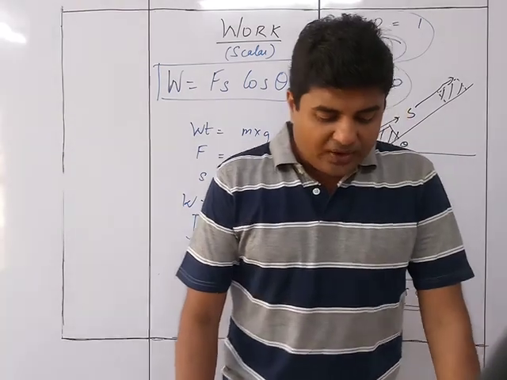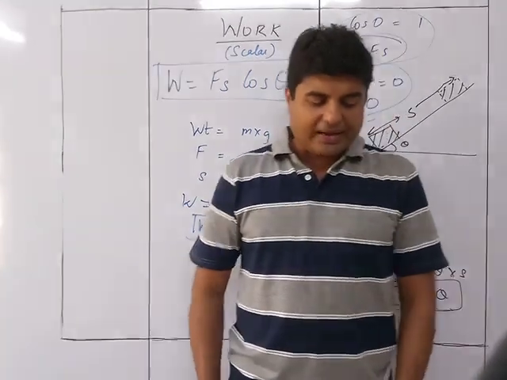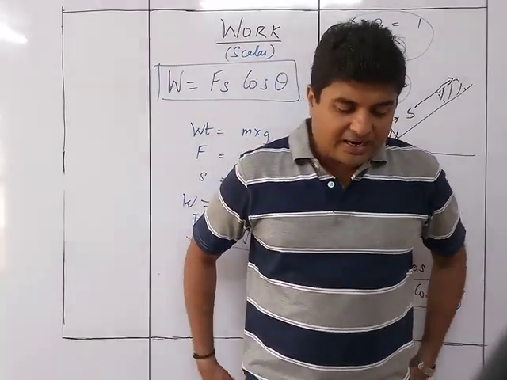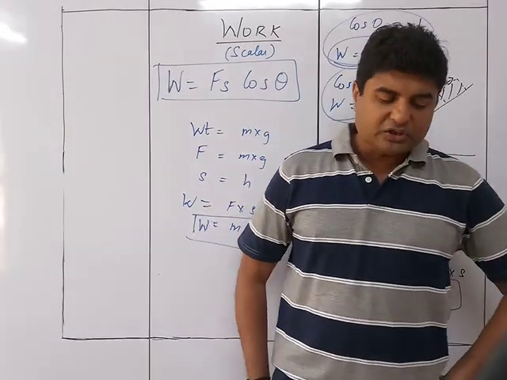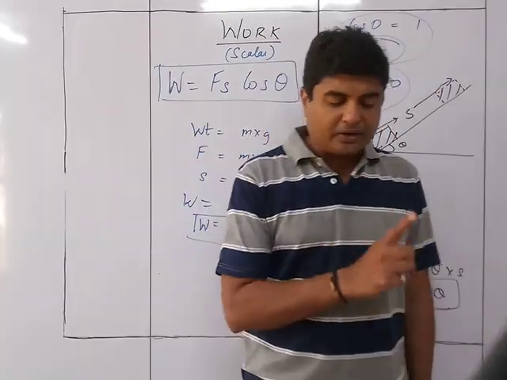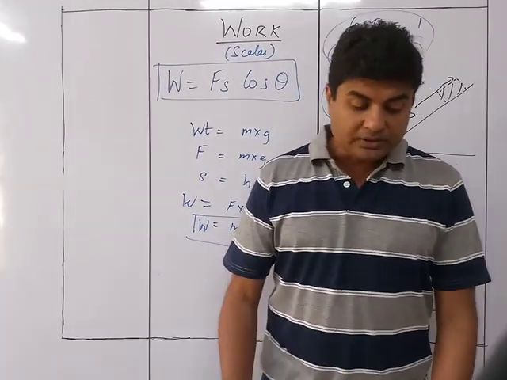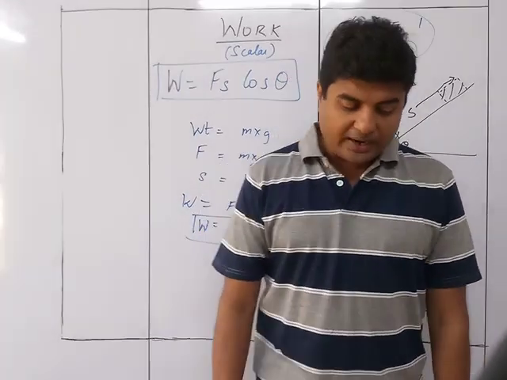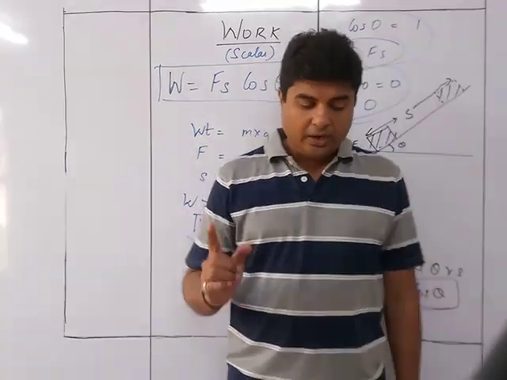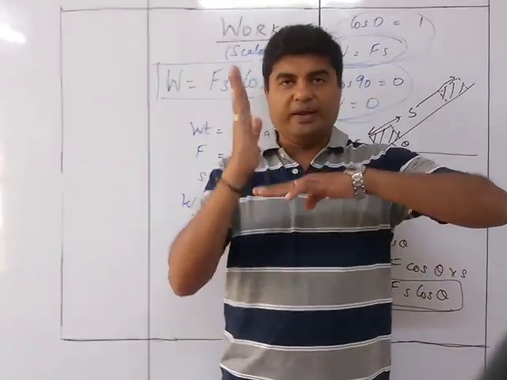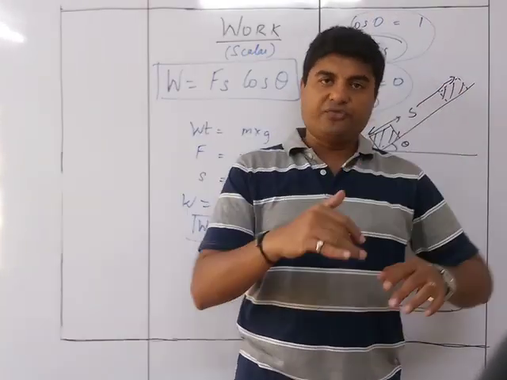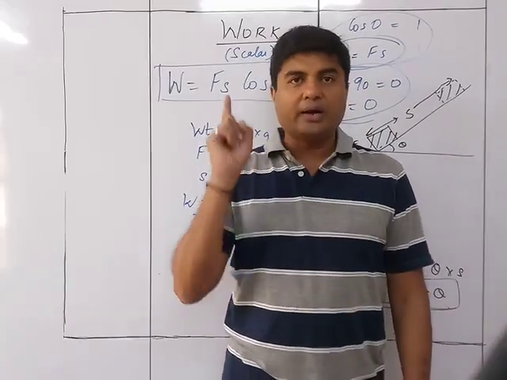So when a coolie walks on the horizontal ground while carrying a load on his head, no work is done against the force of gravity, because the displacement of the load is normal to the direction of the force of gravity, which is vertically downwards. The coolie does work against the force of friction when he moves with the load. So when he is moving ahead, he does work against the force of friction, but not against gravity.